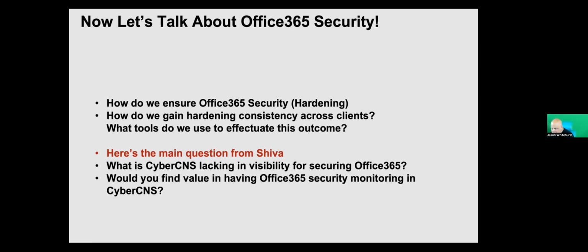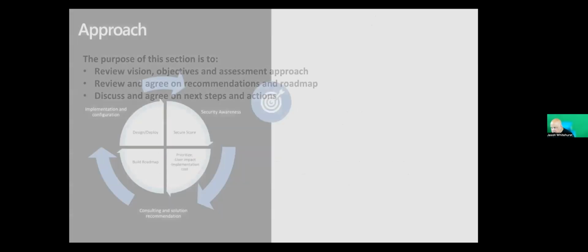We're going to talk about how we ensure the hardening of Office 365. How do you get consistency across those? And one of Shiva's questions that he wanted to ask is, what's lacking? What do you feel like is lacking in Cyber CNS as it relates to Office 365? And that could also be Office 365 security. Would you find value in having Office 365 security monitoring capabilities in Cyber CNS? And we'll answer those questions here shortly.